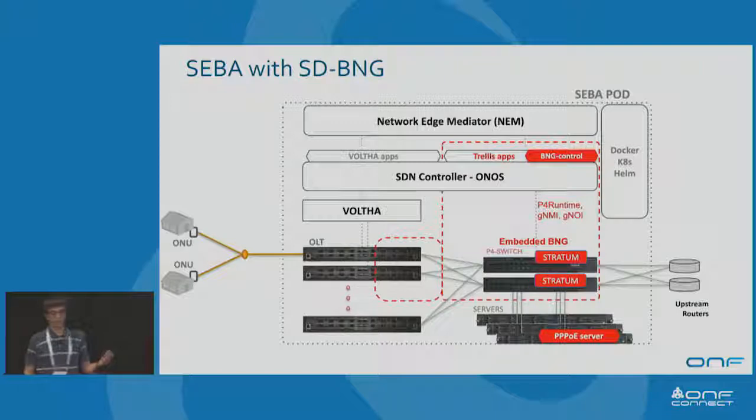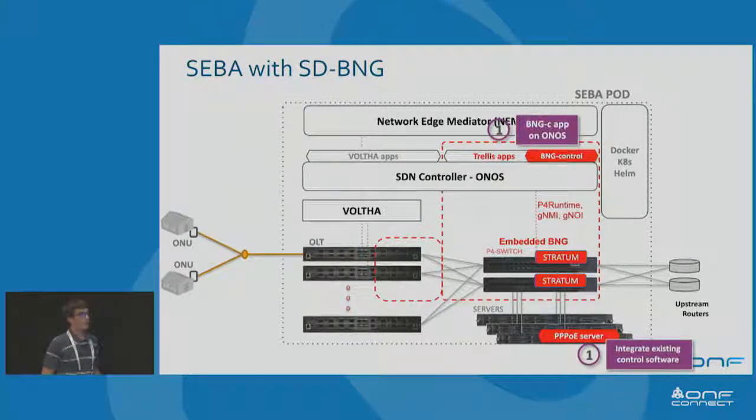So this is an enhanced SEBA with an SDN version of the BNG. In red, you can see the new blocks that we introduced. So we have the BNG control that is running on ONOS together with the Trellis application and all the other SEBA applications. We have Stratum running on a P4 switch. So instead of using a Tomahawk-based switch, we can use a Tofino-based switch as the Fabric switch. So this allows us to integrate another ONF project, Stratum, inside SEBA.